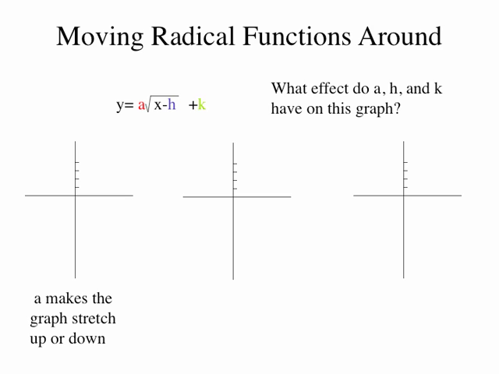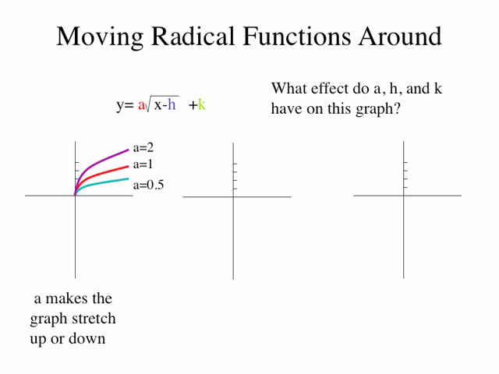a makes the graph stretch up or stretch down, just like the a in y equals ax squared plus bx plus c did. So if a equals 1, our graph might look like this. If a equals 0.5, we're going to flatten our graph. It's going to have a vertical shrink because we're squishing it down. If a is greater than 1, we're going to have a vertical stretch. We're going to stretch our graph up.